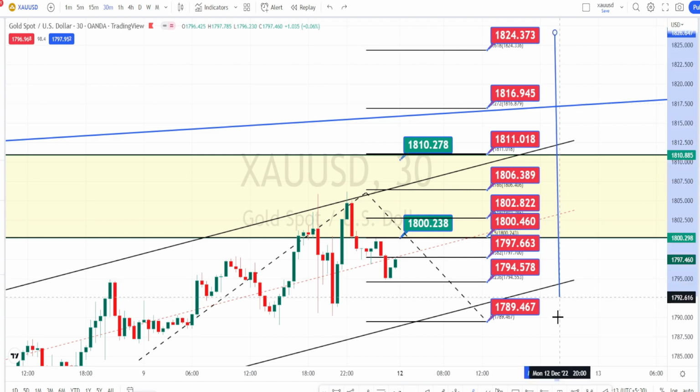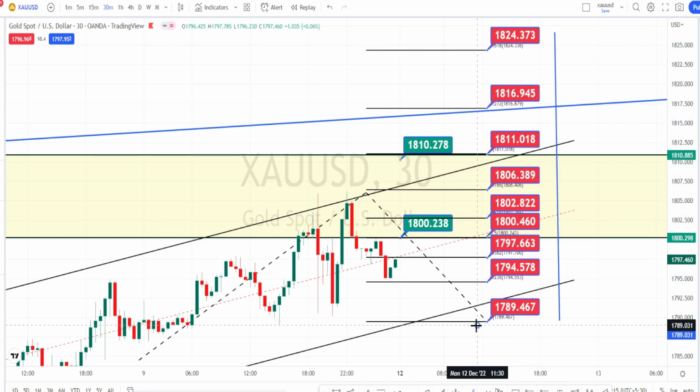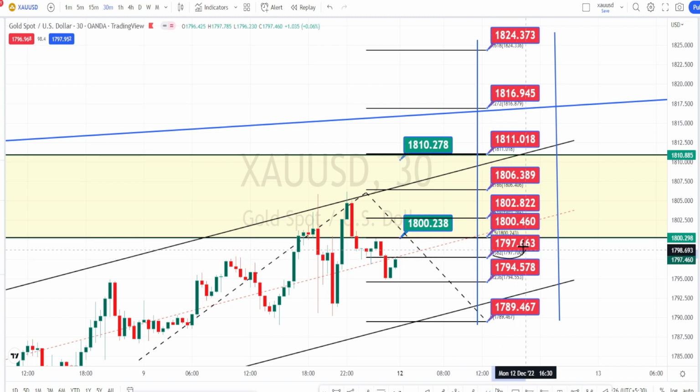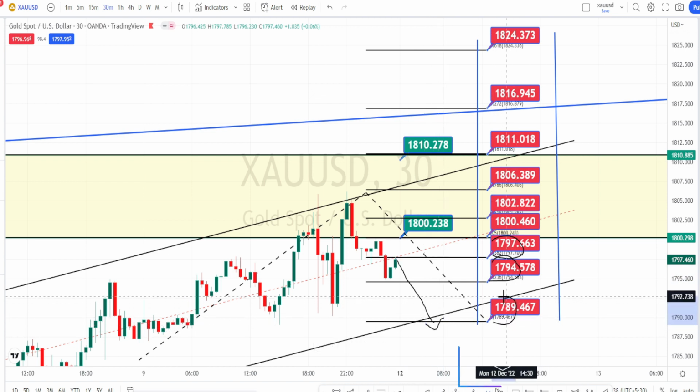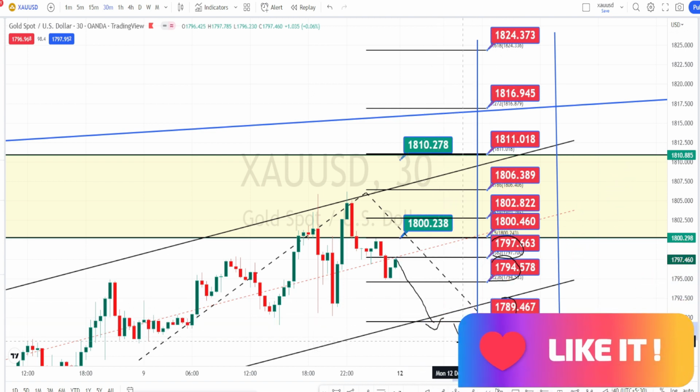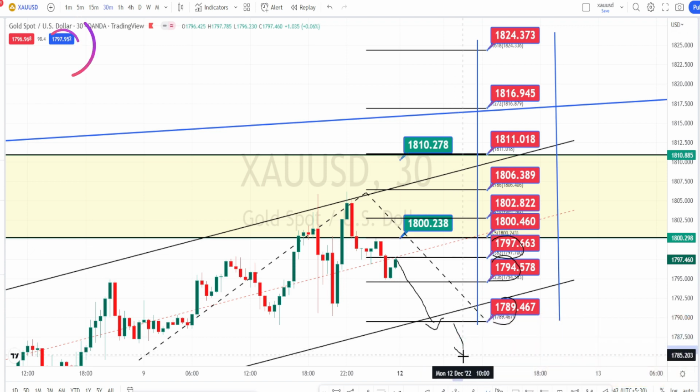And values within this red color boxes are the resistance and support levels for current price action in 30 minutes time frame. And currently the price action is trading between the resistance level of 1797 to support level of 1794. And if the price action breaks the support level of 1794, next level of support is going to be around 1789. Please refer the higher time frame support levels for the bearish side targets.